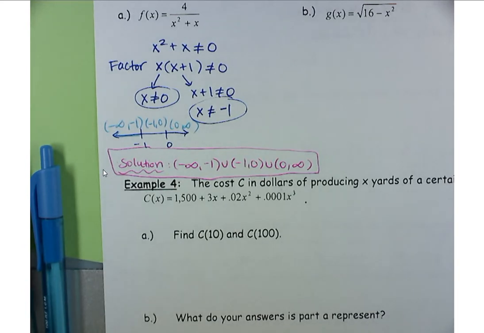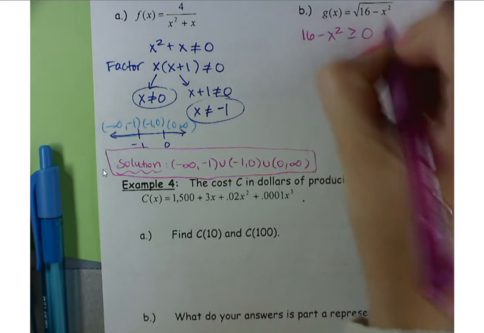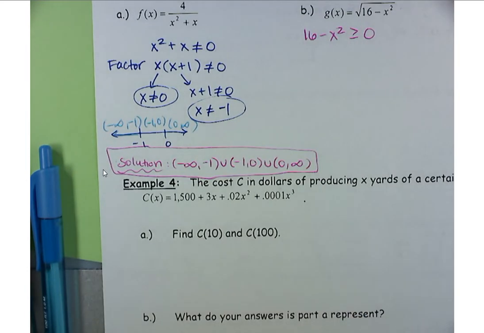Okay, let's try part B. So the first thing you have to solve, fraction or radical, what do we have? Okay, and we have a radical. So each of you tell me what equation I can set up from that? 16 minus x squared is greater than or equal to 0. Perfect. So whatever's underneath the radical, it cannot be negative. So I'm going to set that greater than or equal to 0.